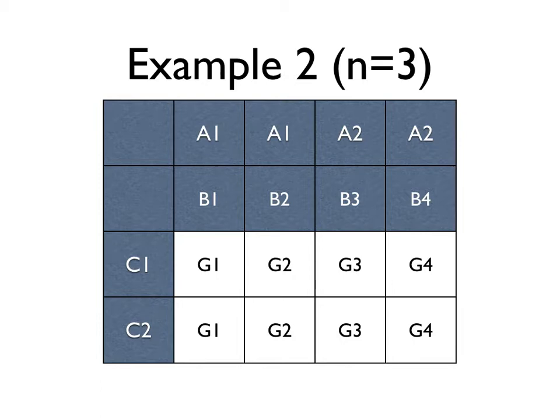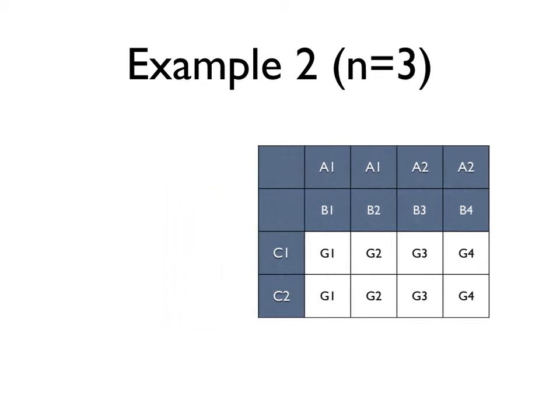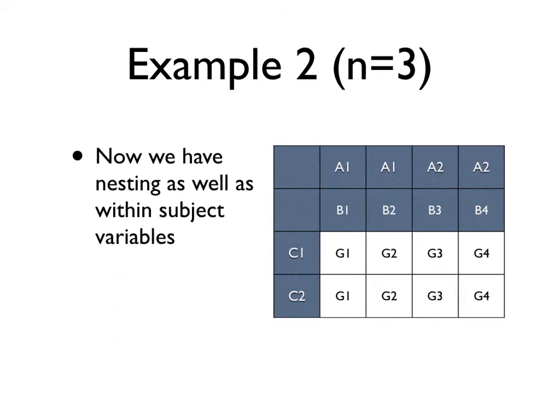So here's another example. This is making it a little more complicated. This isn't a real world one, this is just one I cooked up. So in this case, we've got something that looks kind of crazy. I just assumed 3 subjects per group, put that over there. So we have nesting as well as a within subject variable.